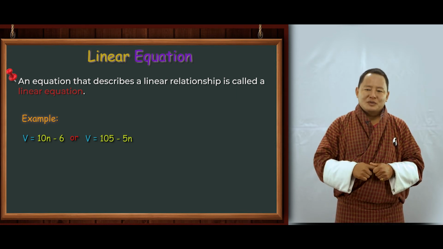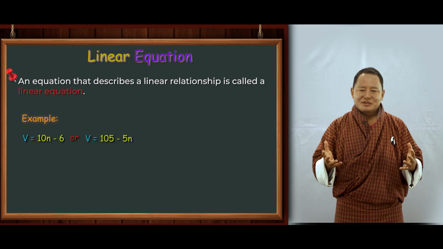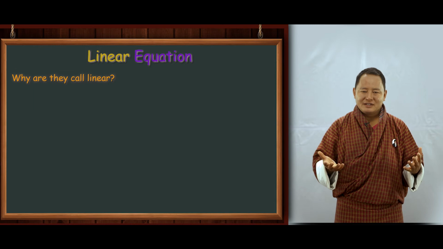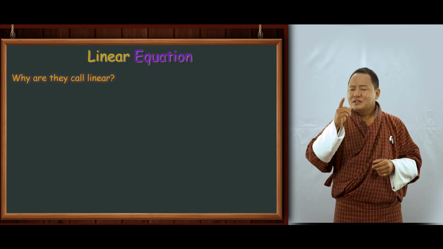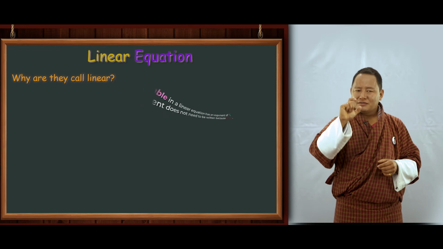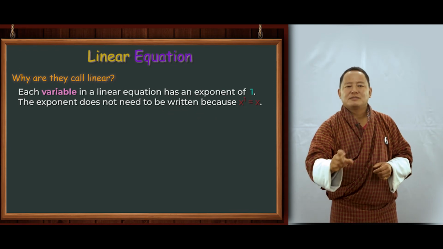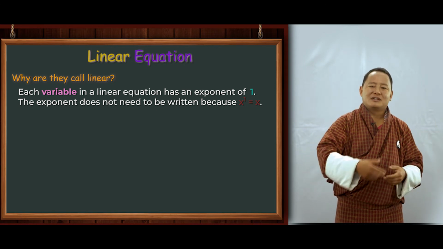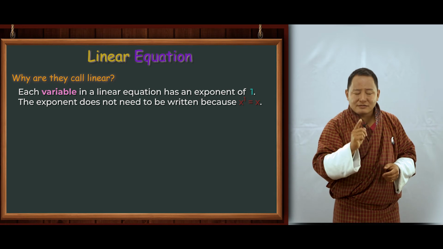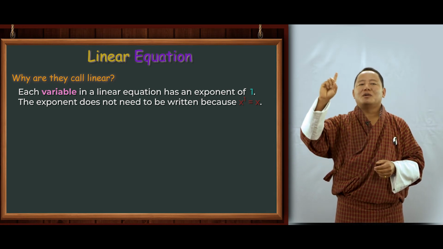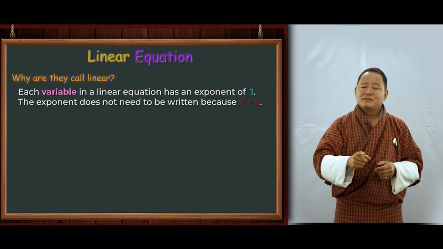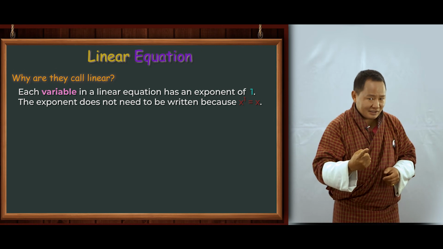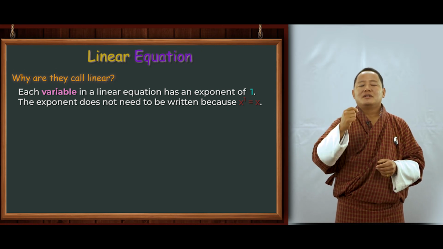Okay, so all these equations are called linear equations, right? And why are they called linear? This is because if we look into it carefully, all the variables in these equations, variables means the alphabets, it can be x, y, n, v, a, b, whatever, are raised to the power 1, which means the exponents of the variables of the equations are all equal to 1. That's why it is called a linear equation.